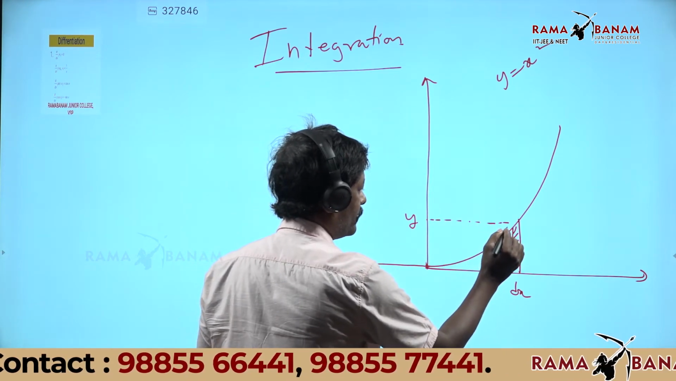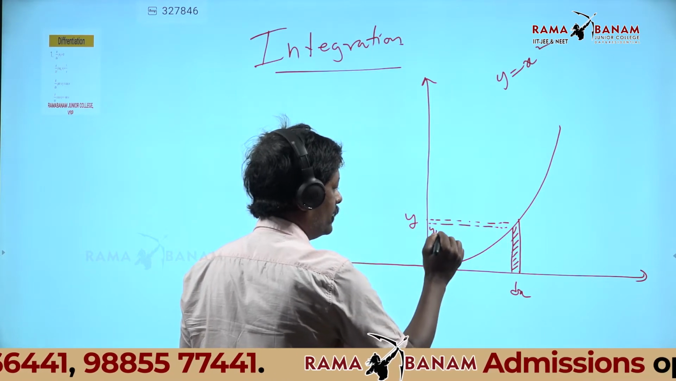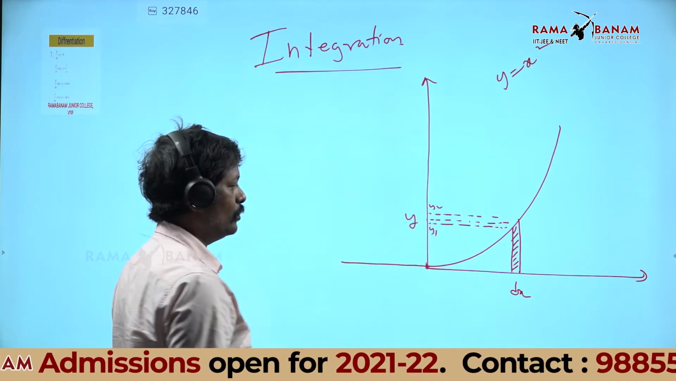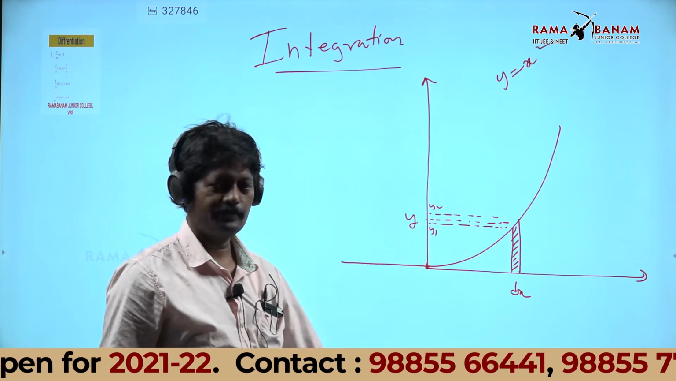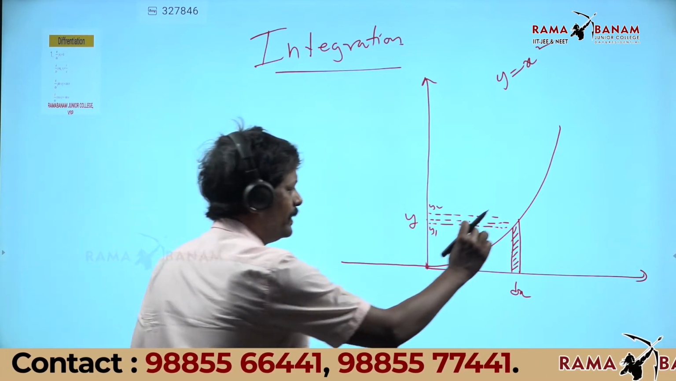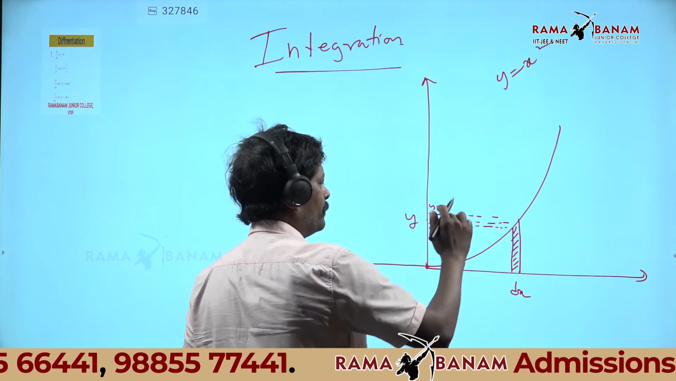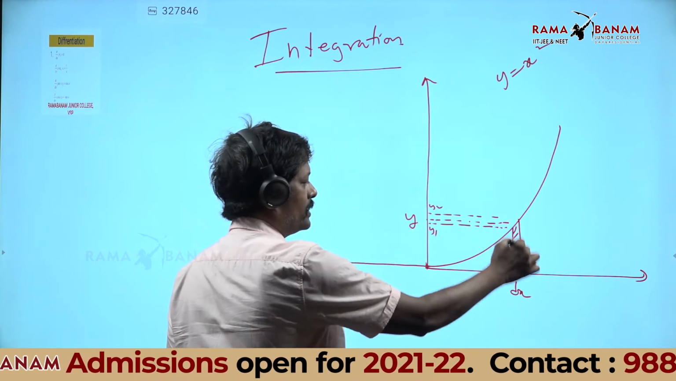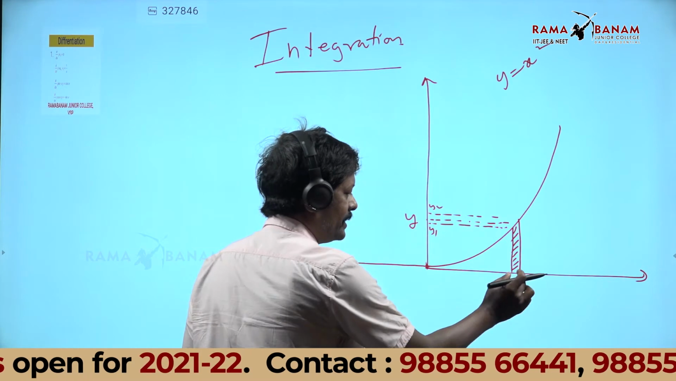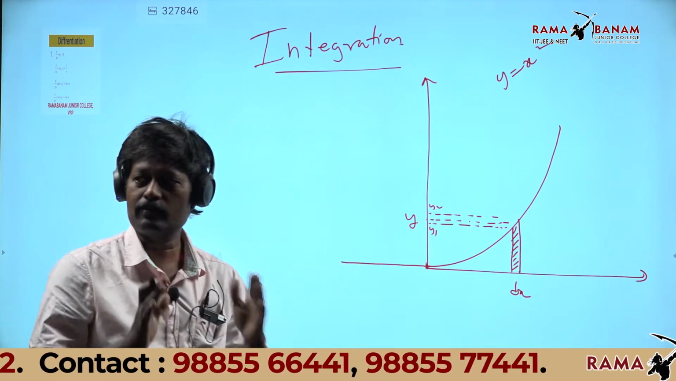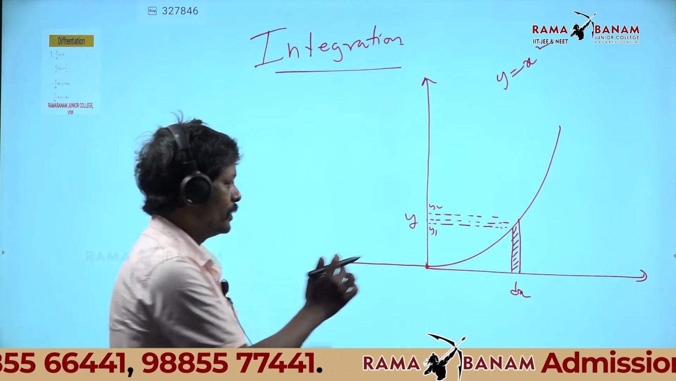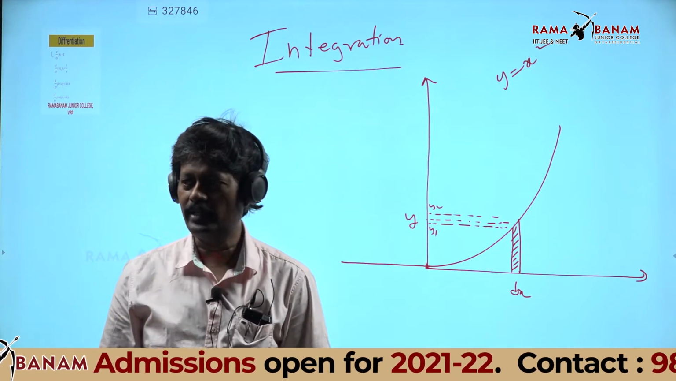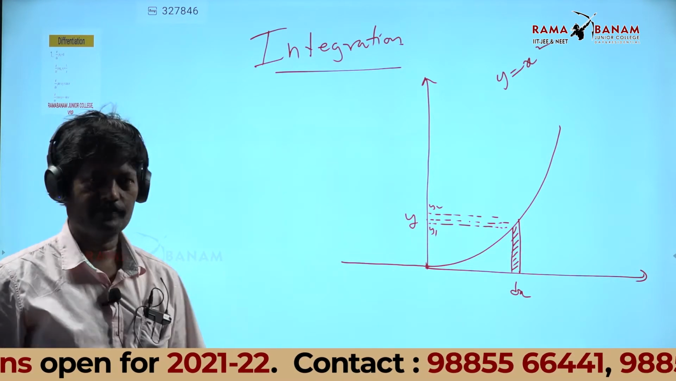This part if I take y1, this part if I take y2, y1 and y2 are very close. I took the average as y, because this bend is very small. Either y1 or y2, or I can take y1 plus y2 by 2 as y. y is the average length of the rectangle. As dx becomes smaller and smaller, y1 and y2 come very close and coincide with y. So the length of the rectangle is y, the breadth of the rectangle is dx.